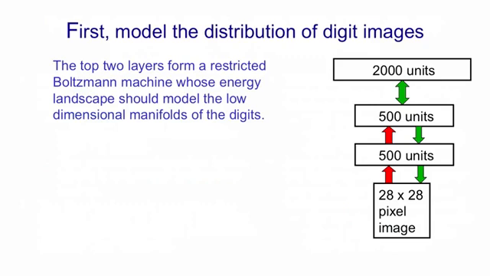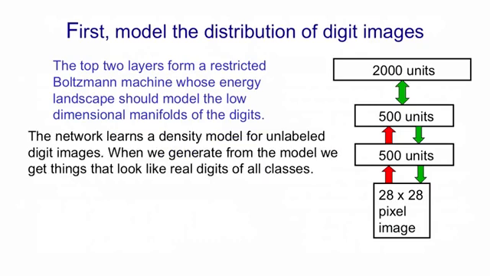We'll now learn 3 hidden layers of features entirely unsupervised. Once we've done that learning, when we generate from the model, it will generate things that look like real digits. And it'll generate them from all the different classes, and it will typically take a while before it switches from one class to another, because it'll tend to stay in the same ravine for a while before it jumps to another ravine.